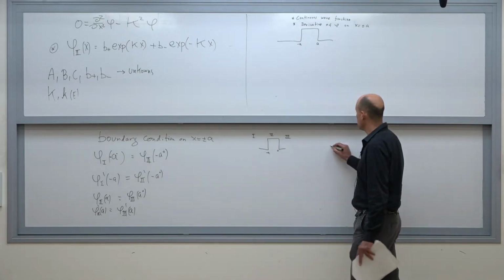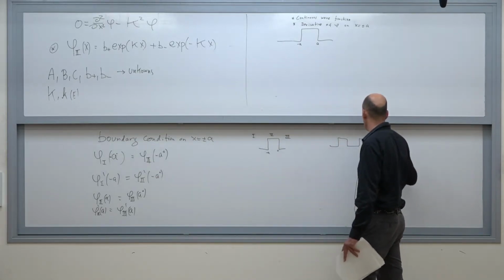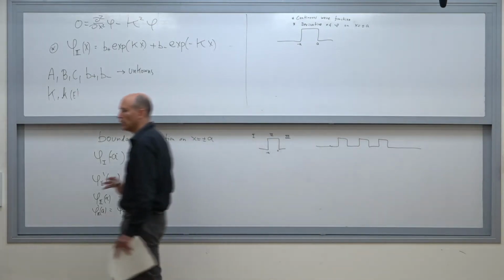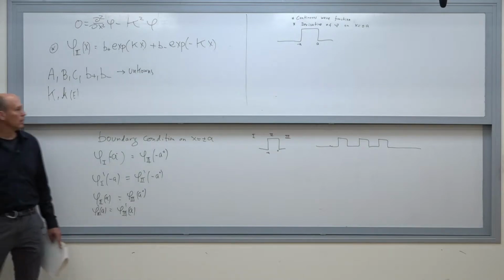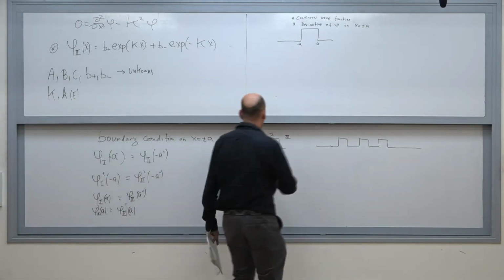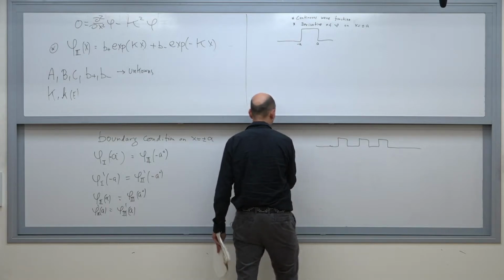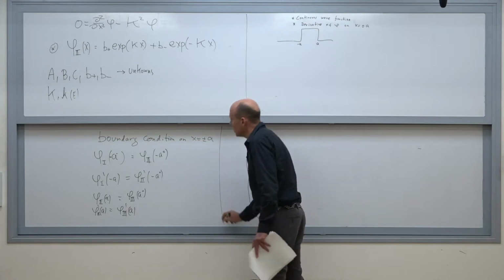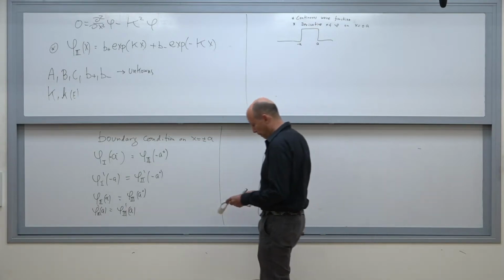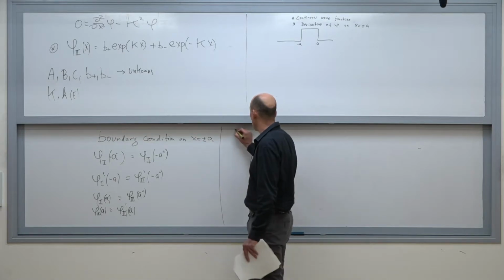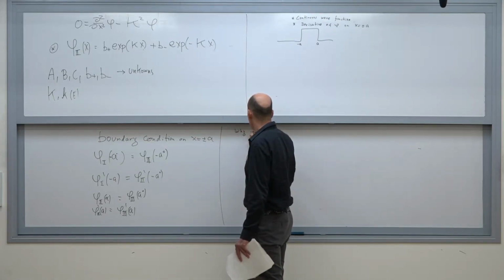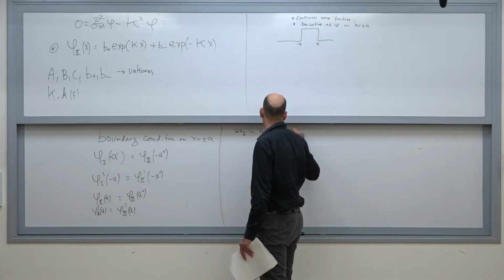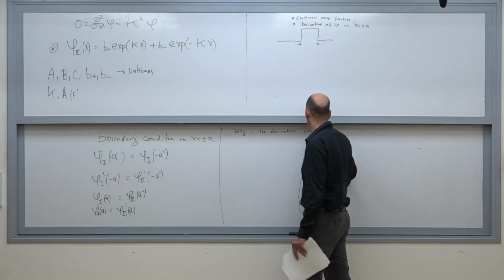You can immediately understand that if I have some potential like this, I'll have many more boundary conditions. So we are lucky that we are solving a simple box and not something complicated like that. Okay, so let us translate this into equations. Mathematically, why is the derivative continuous?